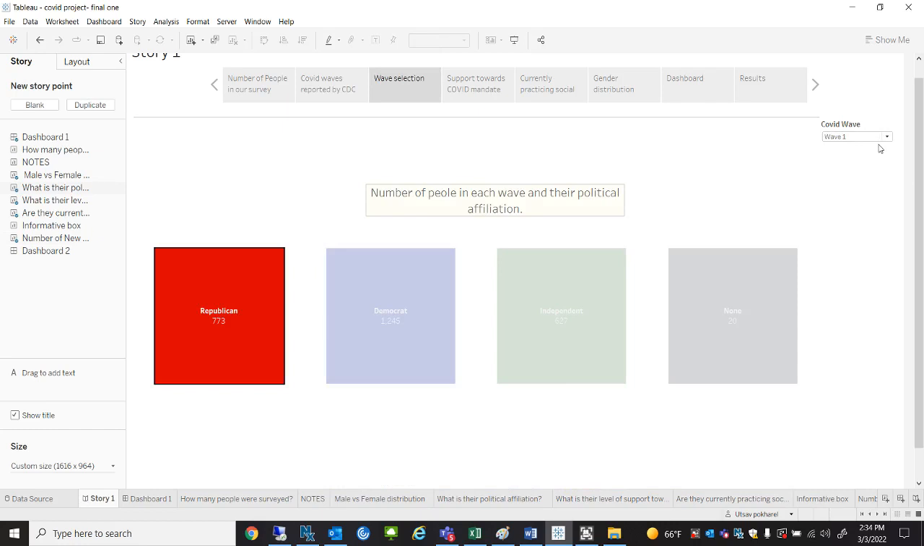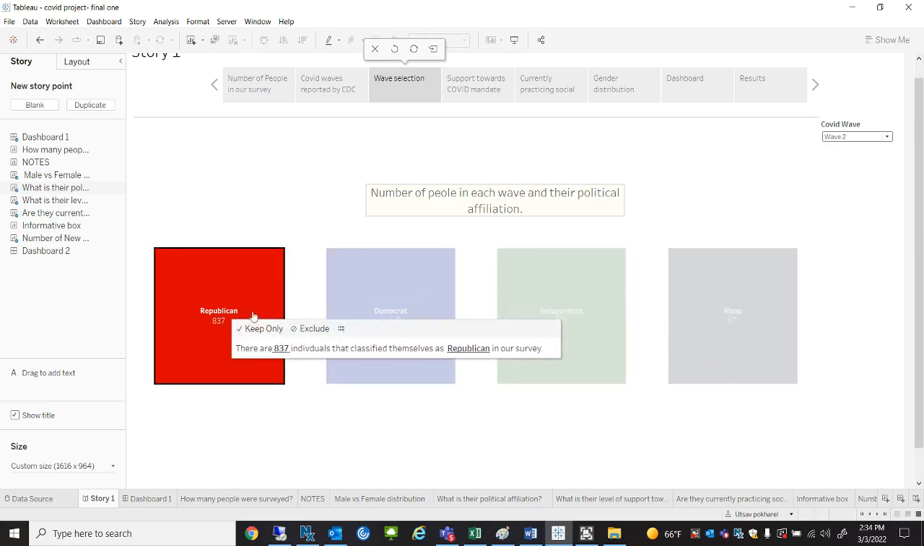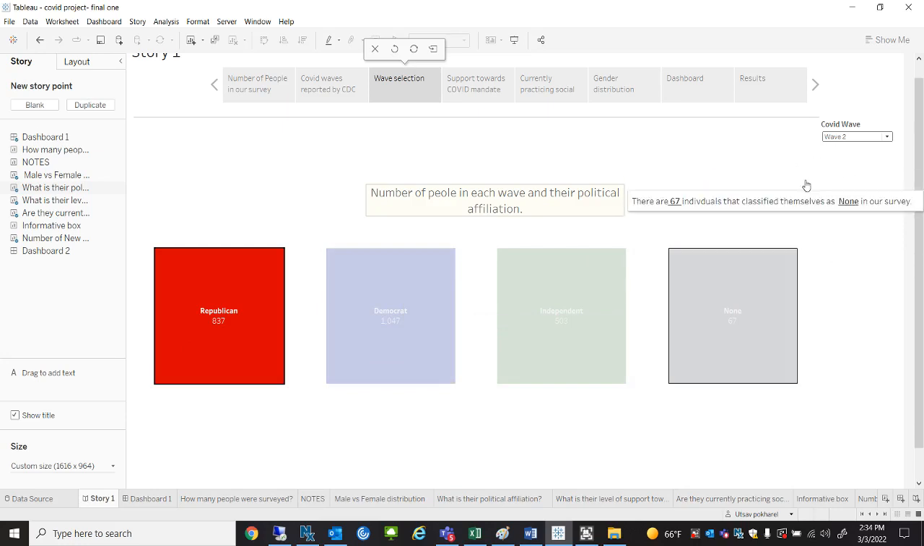So I created parameters, and I used the field function to be able to select what wave we wanted to look at. Somebody could click on wave one and get the data of what wave one comprises. Let's suppose we can see that wave one has 773 Republicans and 1,200 Democrats, while wave two has 837 Republicans and 1,000 Democrats. So Tableau made it really easy for me to do this.